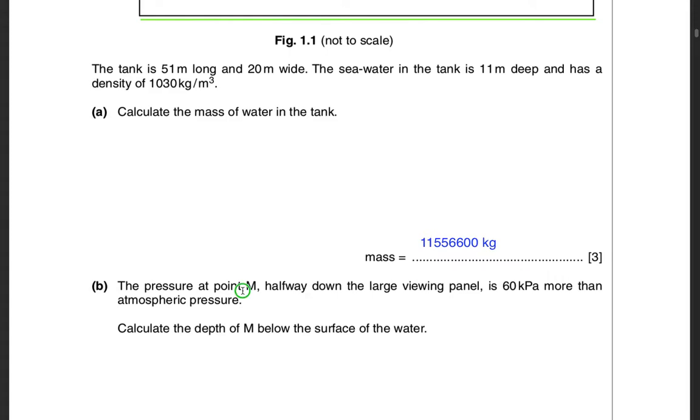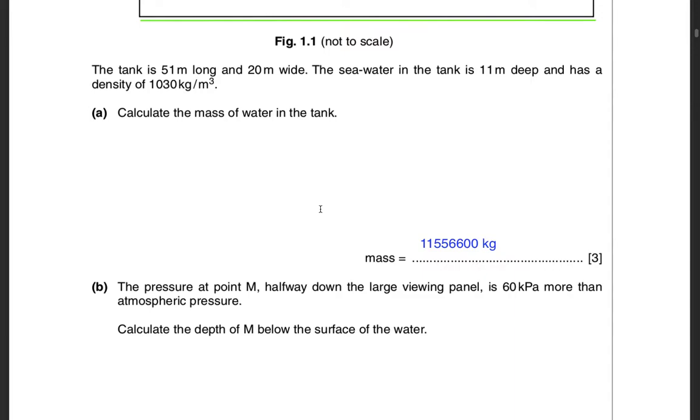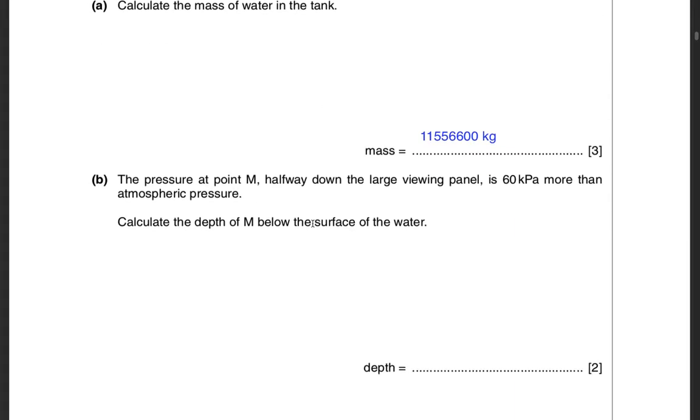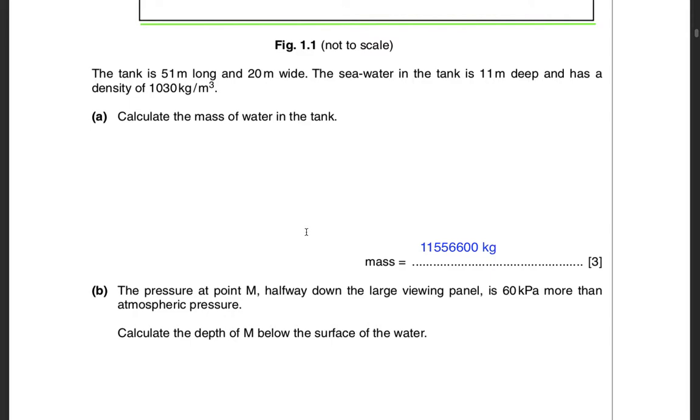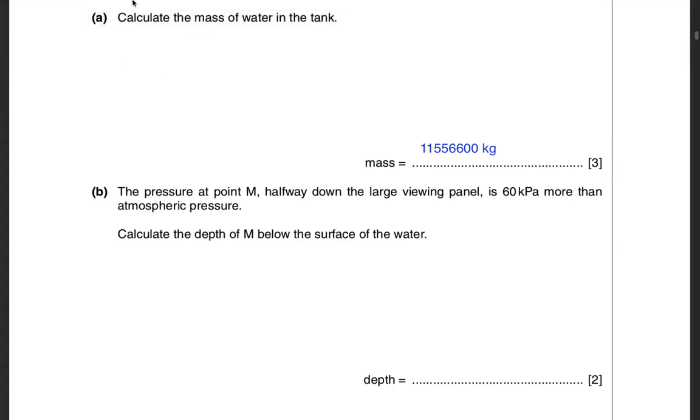The pressure at point M, sorry, measured halfway down the large viewing panel here, is 60 kilopascals more than atmospheric pressure. So rho g h is equal to 60 kilopascals.